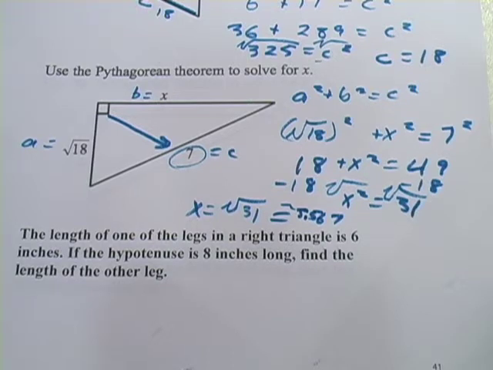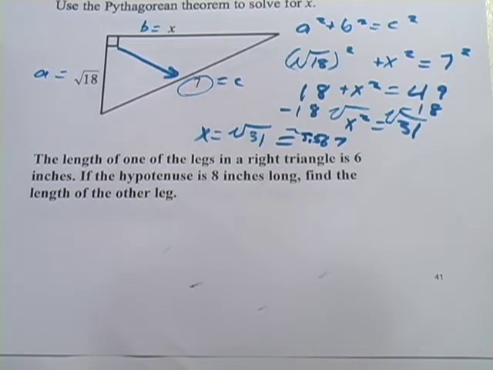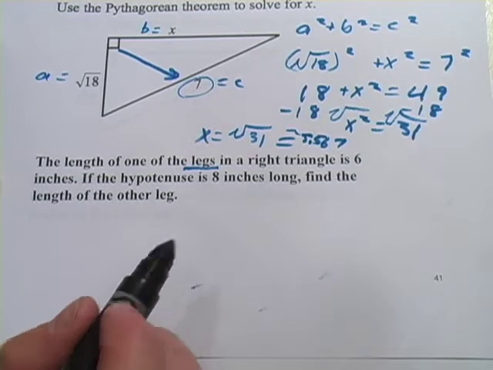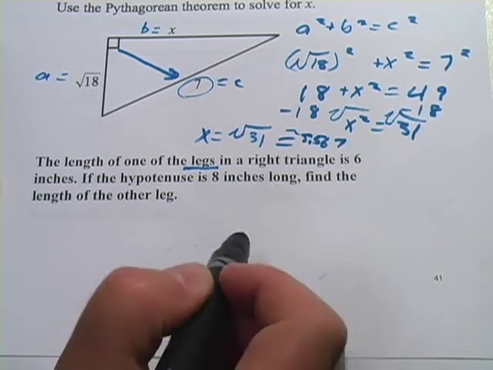All right, one more. It says the length of one of the legs in a right triangle is 6 inches. So the leg is the side that's not the hypotenuse. Could be A or B. If the hypotenuse is 8 inches long, find the length of the other leg.